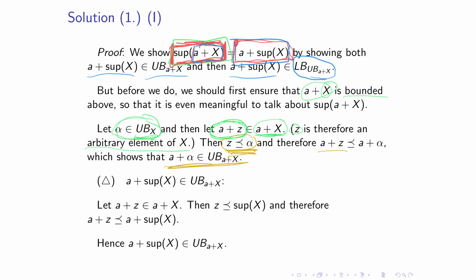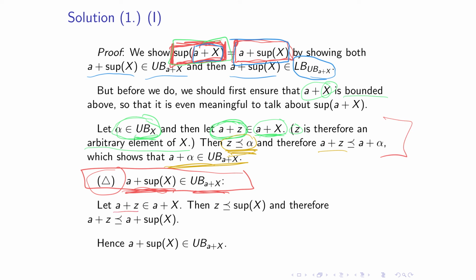We're going to show that this a plus sup x is an upper bound of the set a plus x. I am just denoting this part by the triangle symbol, just to give us a name for some of the parts of this proof if we ever need to refer to them. So anyway, how are we going to prove that this thing is an upper bound on the set? Well, we're going to approach this like we did the step just a moment ago.